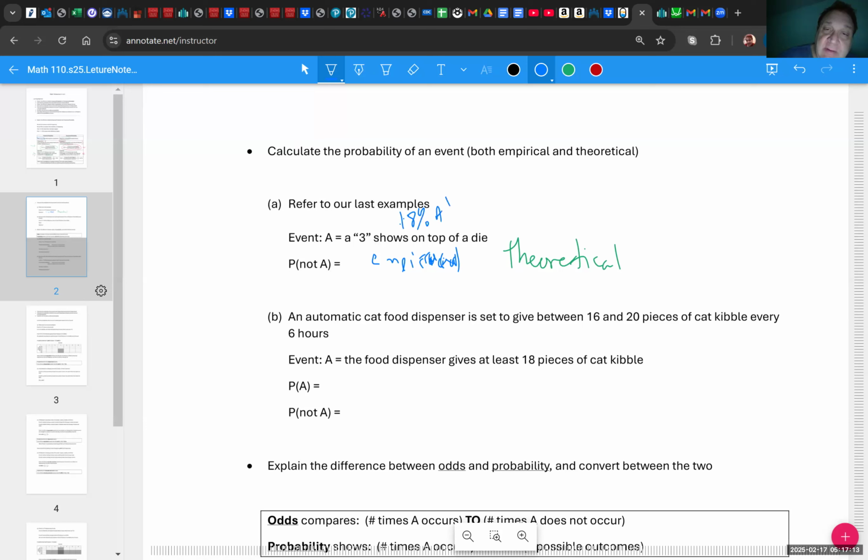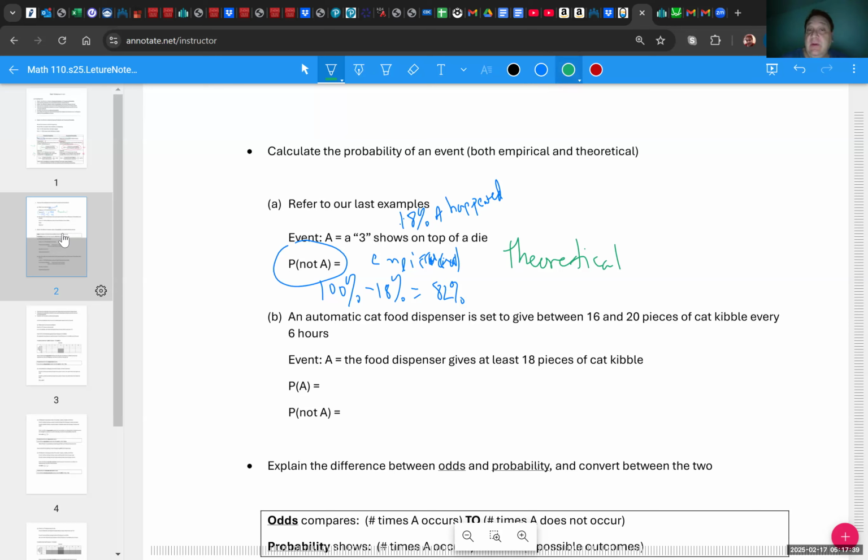So what's not happening? A happened 18%, so we can just do 100% minus 18%. And that will give us, well, I think that's 82%. So that's the probability that not A happens. A happens 18% of the time, so not A has to be the leftover 82% of the time.